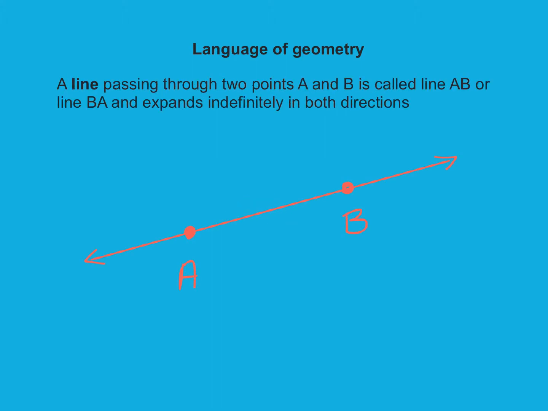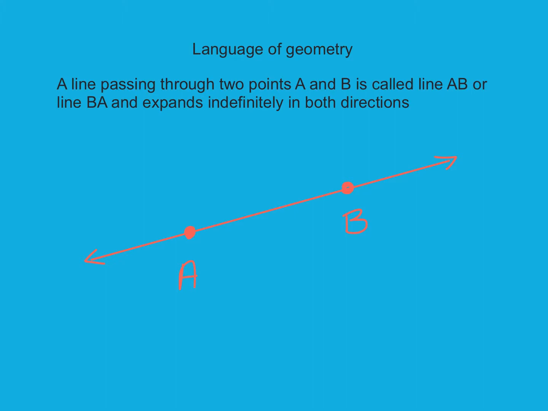A line passing through two points A and B is called line AB or line BA, and it expands indefinitely in both directions. Let's explain it. Point A, point B, it's on a line, and this little arrow on the sides over here means that it expands indefinitely in both directions. Line AB can also be written like this, A, B with a line above it, or B, A with a line above it. That pretty much means line AB or line BA.